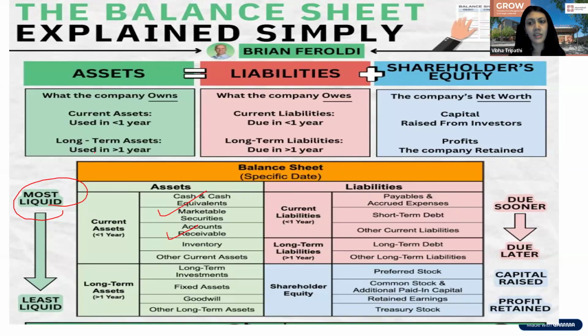Inventory, of course, depends on your sales cycle, how fast you are able to convert the inventory, but it's definitely not a liquid asset. Come to the least liquid. The moment you have set up a factory, a building or an office, it's not for immediate sale. You are going to perform your business based on these assets. And that means they are the least liquid. Any business would not start selling their building or their factory to fund the company, right?